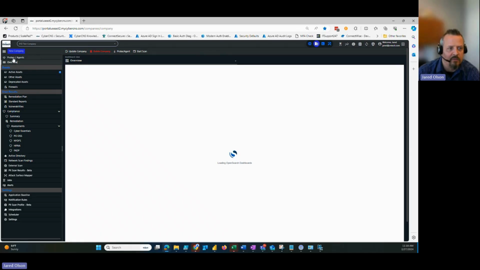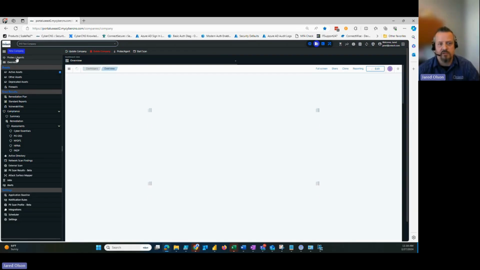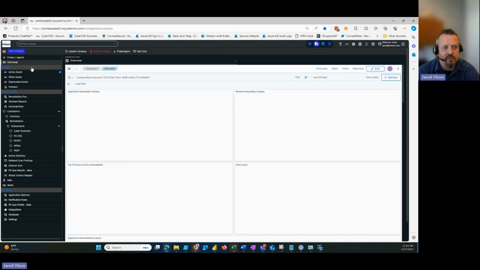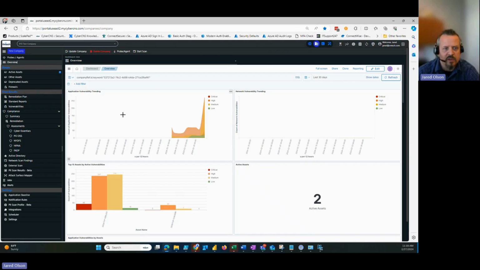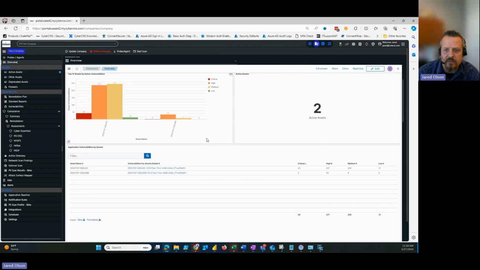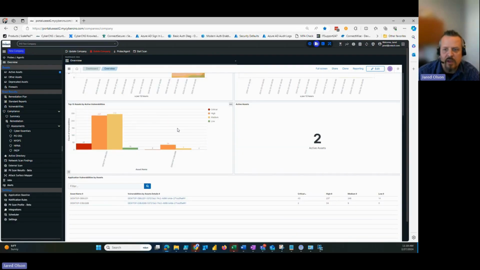Going down the left-hand side, you've got your probes and agents that start at the top, which give you your visibility to your assets and your environment. As you go through it, there are more reporting capabilities. This overview tab gives you a breakdown of where your application vulnerabilities are trending, a historic timeline of what types of vulnerabilities you have across your assets, whether they're critical, high, medium, or low. You've also got some network vulnerability trending over here, which we don't have available in the reporting system that we're showing you right now. But if you had all your assets in here, you would see all of that data.